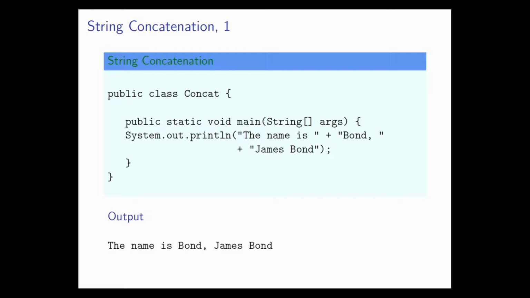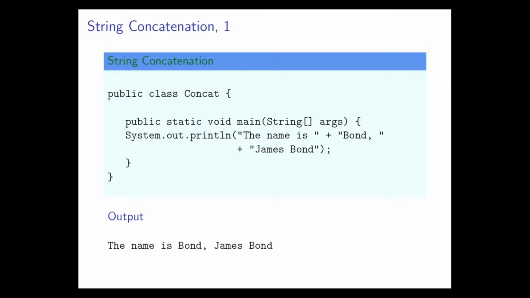Here's another example using strings. We can, in Java, not only add up numbers, we can even add up strings. This is called overloading. The way you add up strings, at least in Java and in many languages, is just to concatenate them. So in this case we are printing the concatenation of 3 strings. The name is Bond and James Bond.